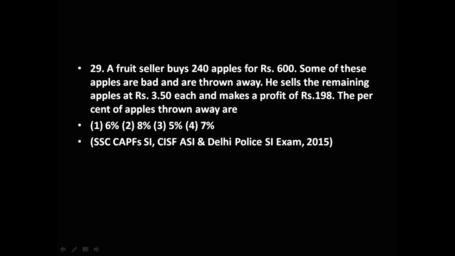A fruit seller buys 240 apples for 600. Some of these apples are bad and they are thrown away. He sells the remaining apples at 3.5 each and makes a profit of 198. Find the percentage of apples thrown away. So we can get the CP of one apple. How much is it? 600 by 240. It would be 2.5. Fine. And he sells the remaining apples at 3.5, so the SP of one apple is 3.5.